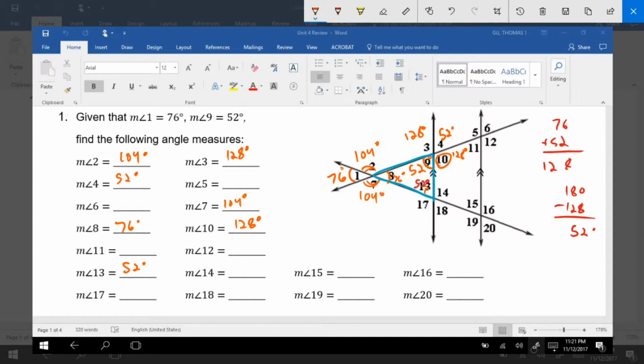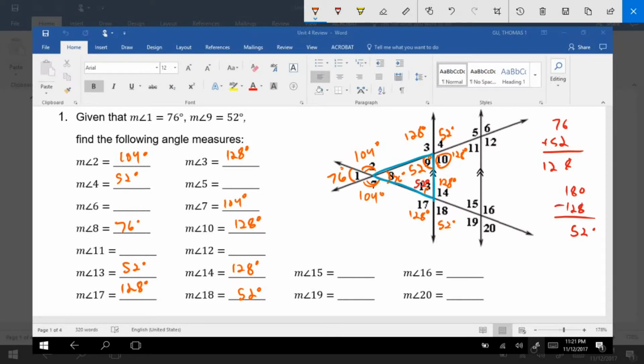We can do the exact same thing for 14, 17, and 18. 18 is vertical angles with 13, that means it's also 52 degrees. Angle 14 is a linear pair with 13. That means it's going to add up to 180. It's supplementary. That means 14 is going to be 128 degrees. 14 is vertical angles with 17. That means 17 is going to be congruent with 14, so 128 degrees.